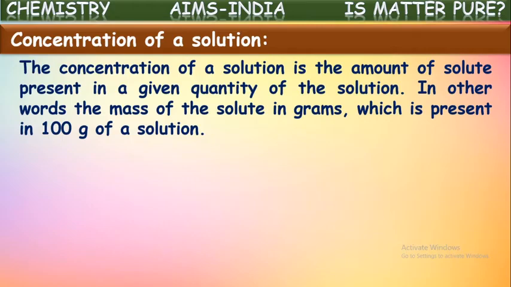The concentration of a solution is the amount of solute present in a given quantity of the solution. In other words, it is the mass of the solute in grams which is present in 100 grams of a solution. The concentration of a solution can be expressed in different terms. One of the definitions is that the concentration of the solution is the amount of solute present in a given quantity of the solution. So how much solute is present in the given quantity of the solution is its concentration.